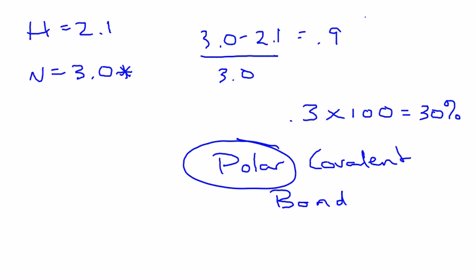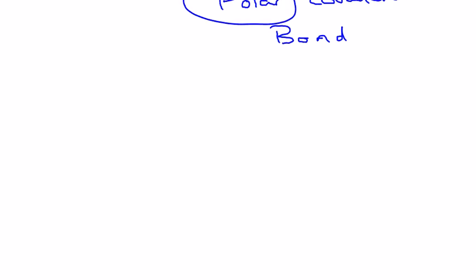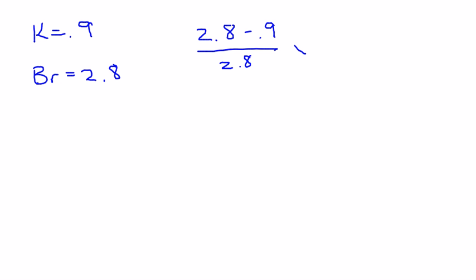Let's move down to that third one, potassium and bromine. And I'll go ahead and move my screen here. We've got potassium, which has an electronegativity of 0.9. And bromine, which has an electronegativity of 2.8. So again, we'll set up our formula here. We've got 2.8 minus 0.9 divided by 2.8 times 100.